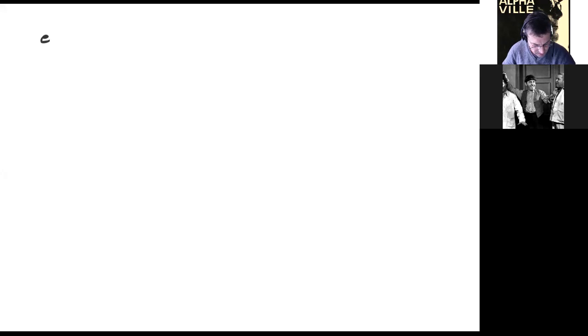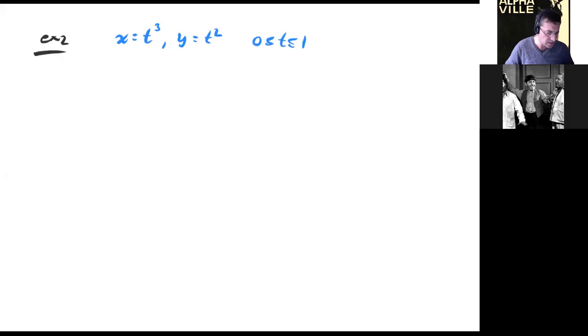So in my second example, I'm going to do a more substantial problem. It's going to be x equals t cubed. This is from the exercises, I believe. y equals t squared, where t is going from 0 to 1. You'll see that the integral is a little more complicated in this case. So, what is x prime of t? That's 3t squared dt. And y prime of t is equal to 2t dt.